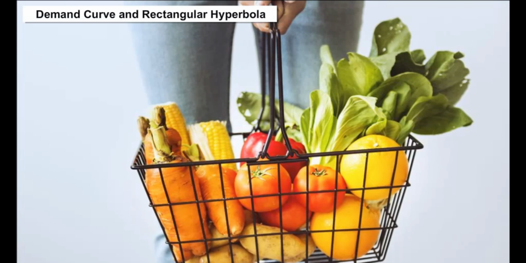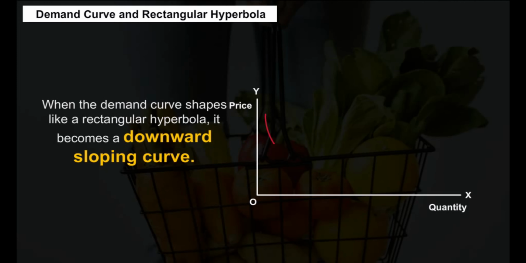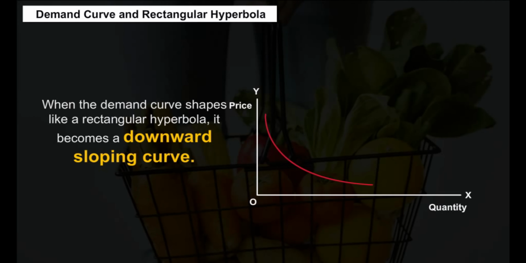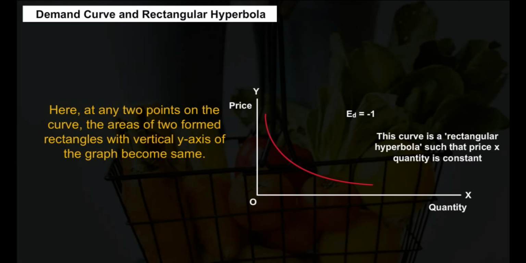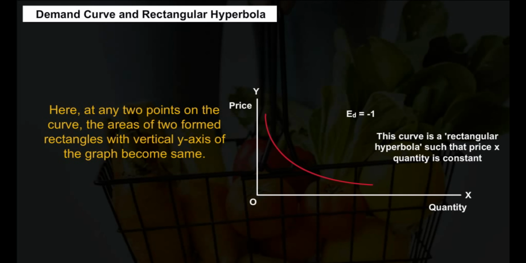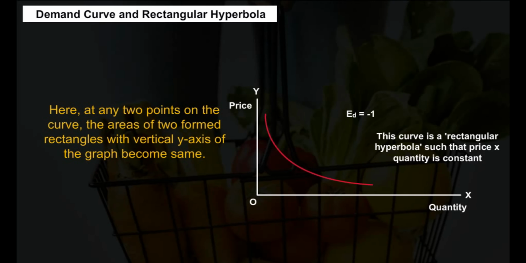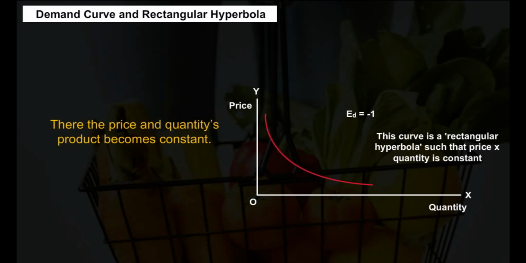Demand curve and rectangular hyperbola. When the demand curve is shaped like a rectangular hyperbola, it becomes a downward sloping curve. Here, at any two points on the curve, the areas of the two rectangles formed with the axes of the graph are the same. There the product of price and quantity is constant.